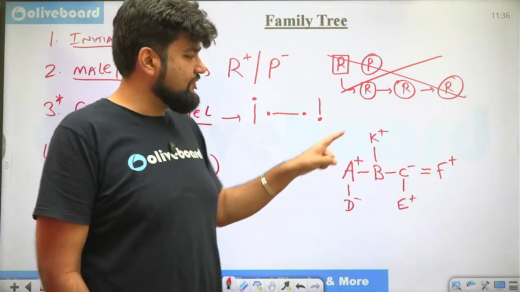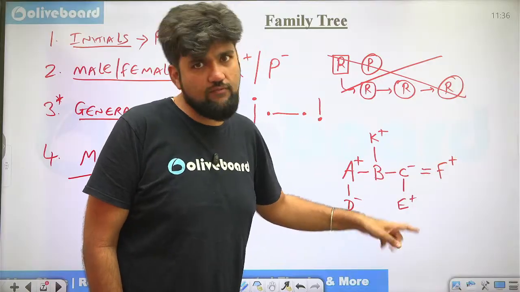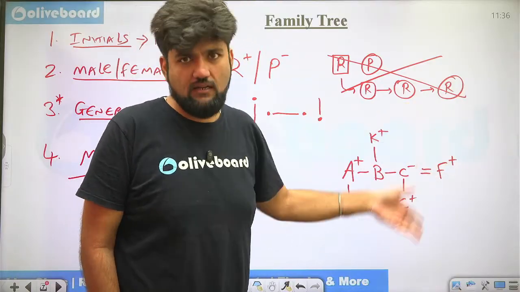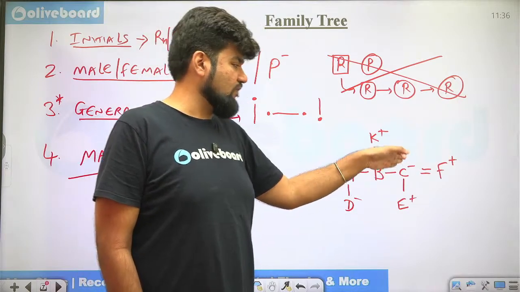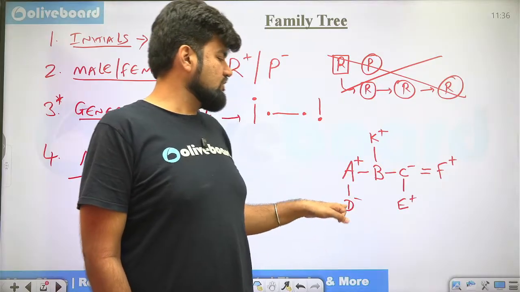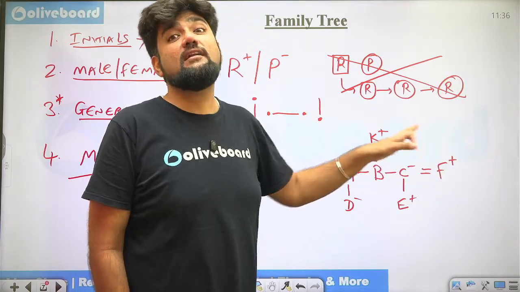Now, how is F related to E? So E's mother's husband becomes father. F is the father of E. How is E related to F? F's wife's son. That means F's son. That means E is the son of F. How is D related to F? F's wife's niece. So F's niece also. How is F related to D? D's father's sister's husband. That means D's paternal uncle, Fufaji.